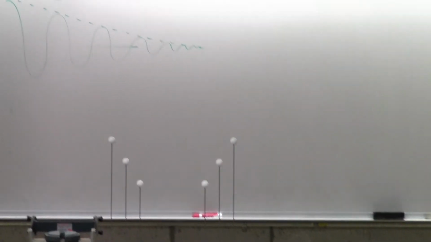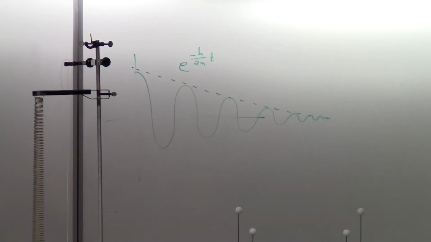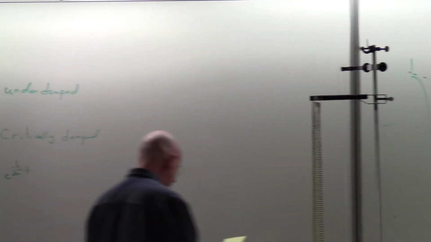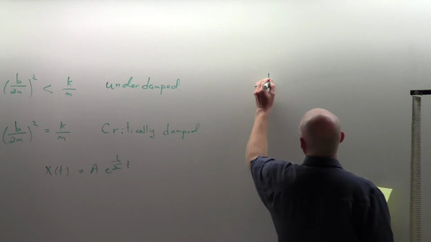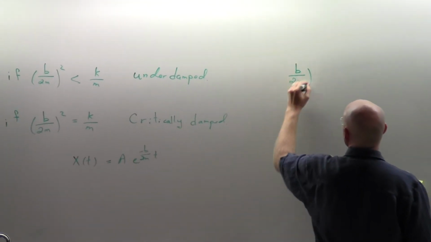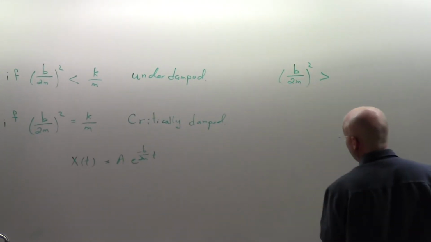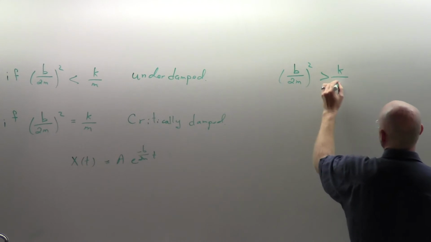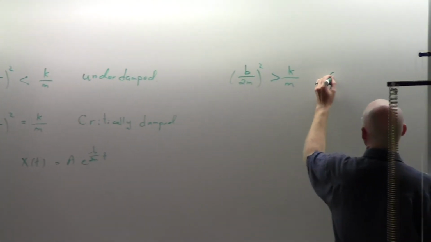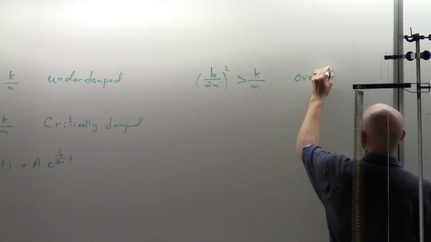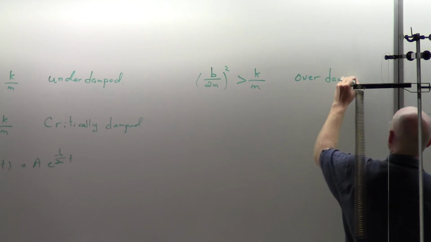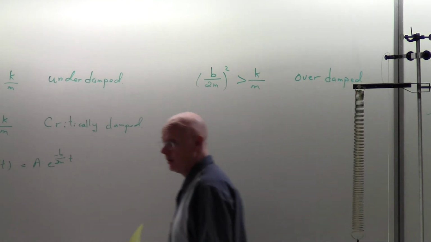Of course, really not much interest for us in this class, but I might as well do the last step here. What if b over 2m squared is greater than k over m? We like to call this overdamped.